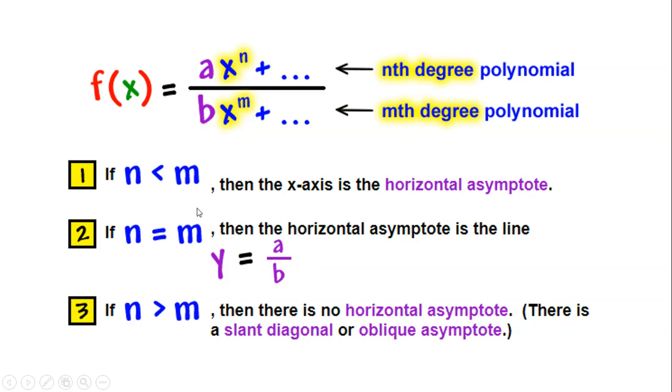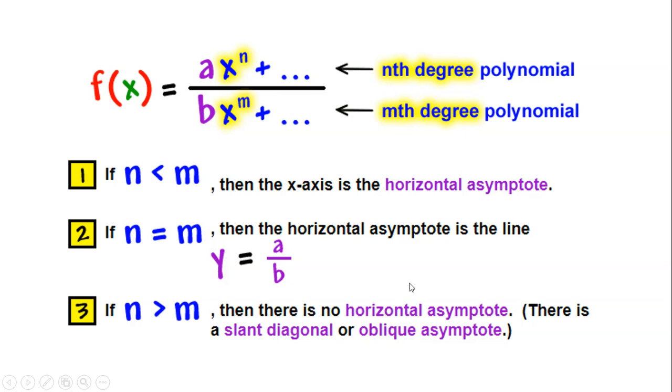Then the third case, n is greater than m. That means we have a greater highest degree on top, and the highest degree of the denominator's polynomial is smaller than the degree on top. So we can expect the horizontal asymptote is not going to be applicable for this case. Instead of a horizontal line, we will have a slant asymptote. Slant, diagonal, oblique, all the same meaning. So it's not going to be horizontal. It's going to be slanted.